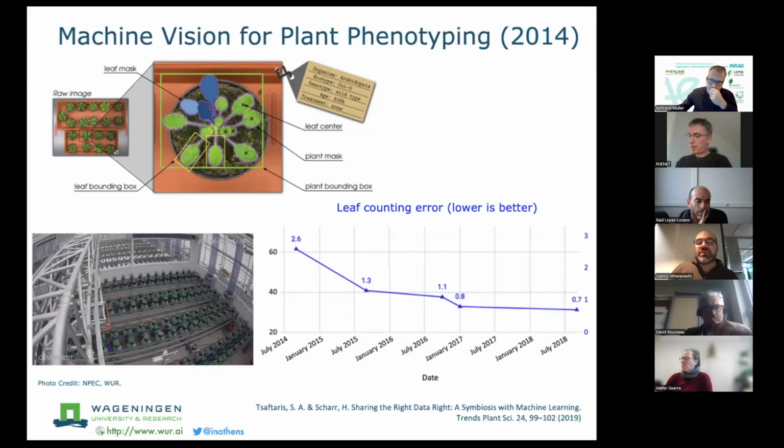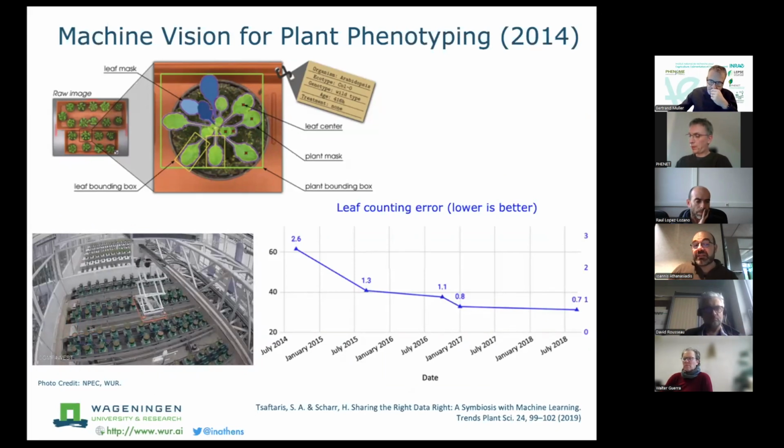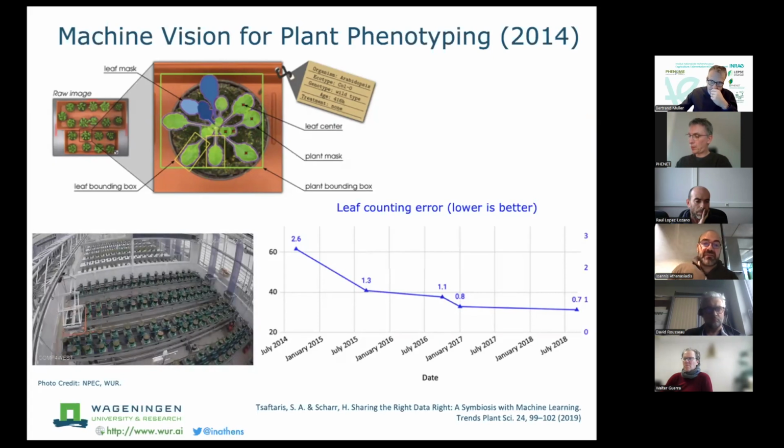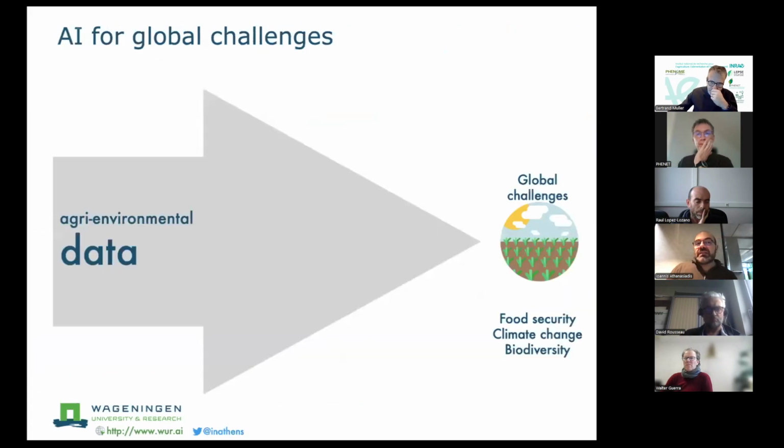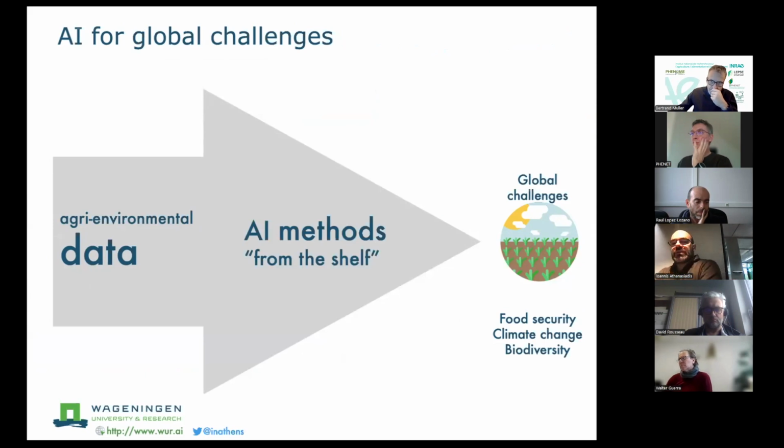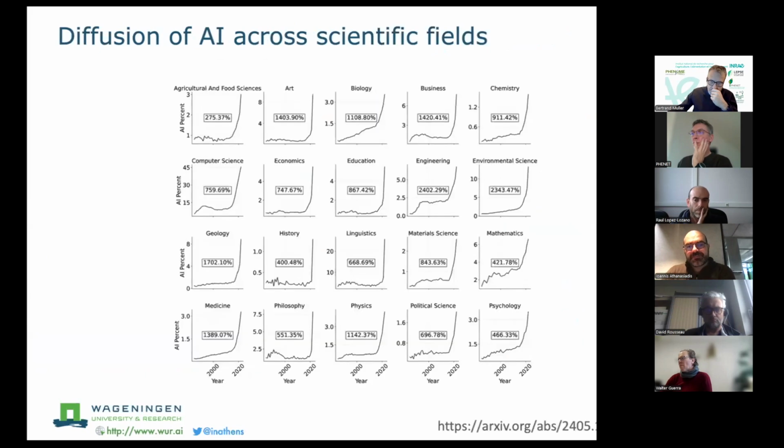Now it can be used in plant phenotyping facilities on a very large scale. So it looks like with the abundance of environmental data, we can bring in machine learning and AI methods off the shelf to address global challenges like those that we're interested in.